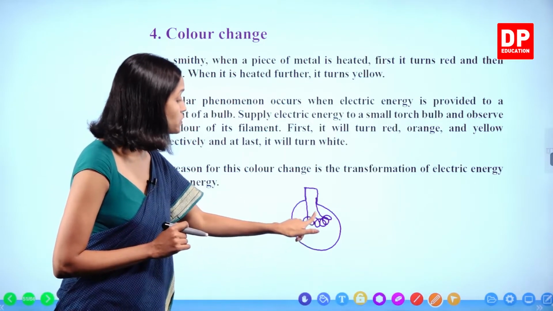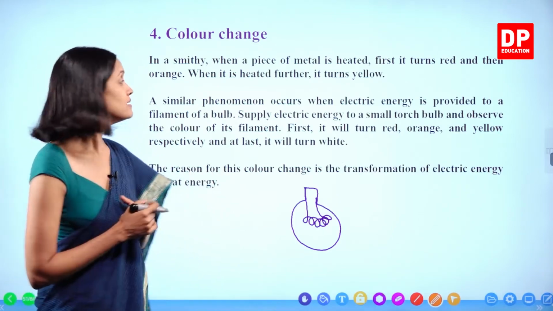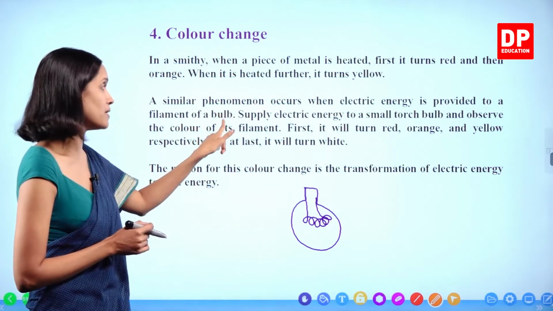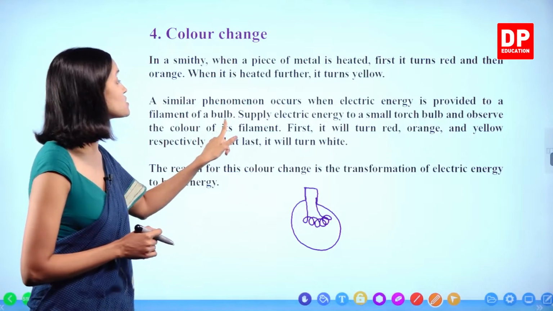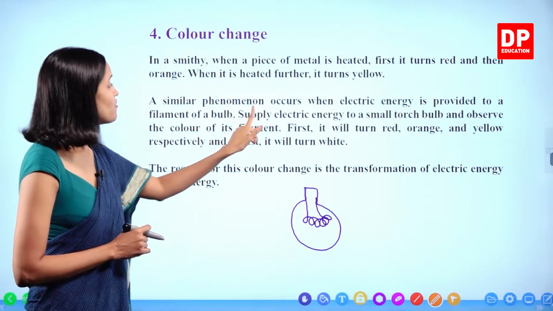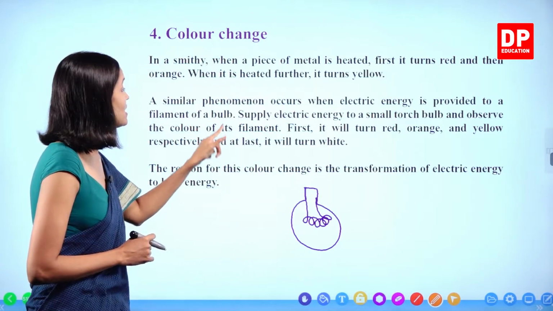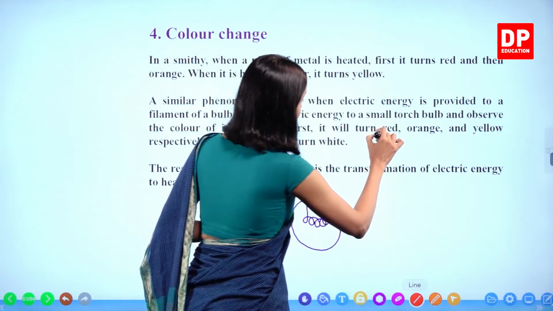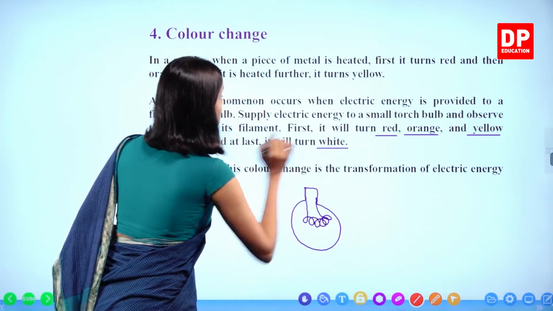If you observe carefully, you can see the color of the filament changes according to the way we provide electricity. Right? A similar phenomenon occurs when electric energy is provided to a filament of a bulb. Supply electric energy to a small torch bulb and observe the color of its filament. Now we are going to do this as an activity in the lab, okay? So what happens? First it will turn red, then orange and yellow respectively, and at last it will turn white. Right? This is the order. First it turns red, then orange, then yellow, and finally it will turn white.